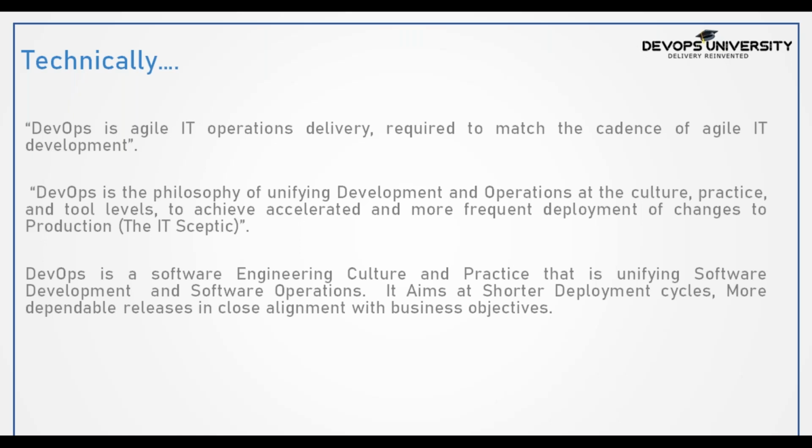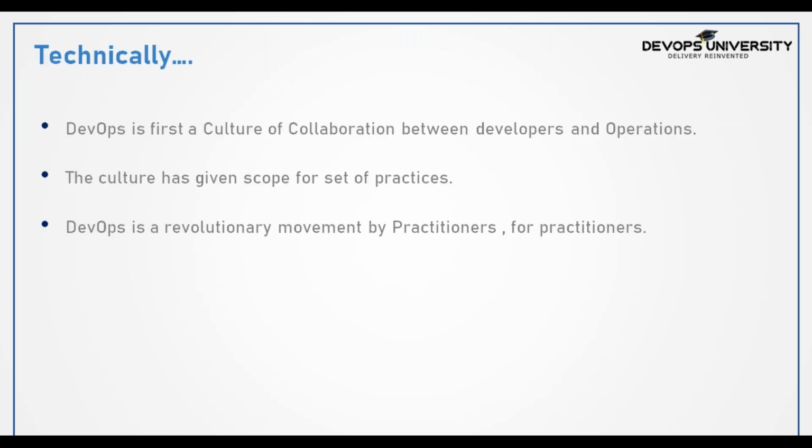It's not only that, but it is also something more, right? DevOps is first a culture. You need to bring in the culture by reorging, or re-putting everything into a single team. That is the first goal of your DevOps. Culture and collaboration with developers and operations teams. The culture gives a scope to a set of practices, right? So DevOps is a revolutionary movement by practitioners for practitioners, in simple words. This is what it is, team.